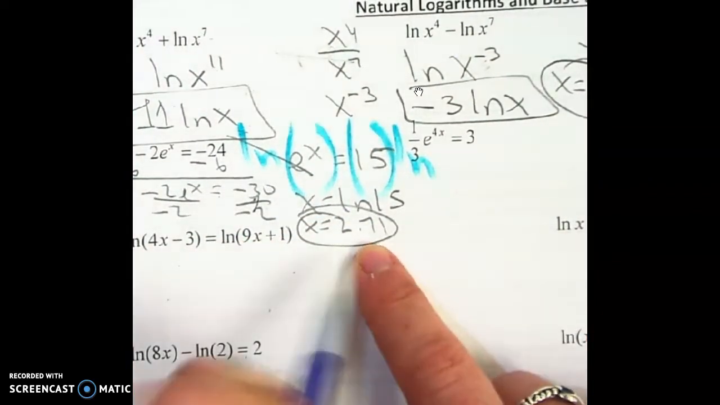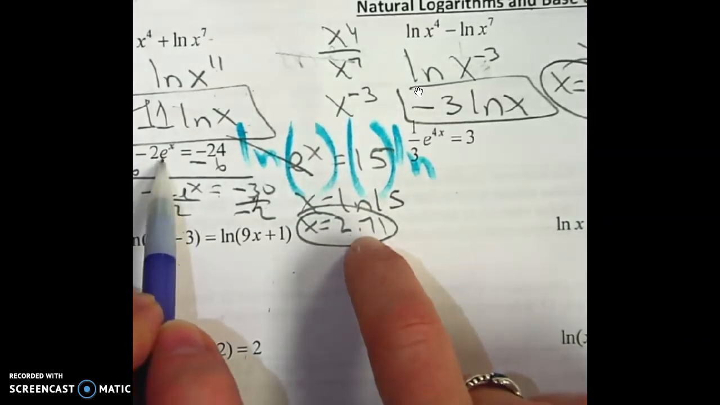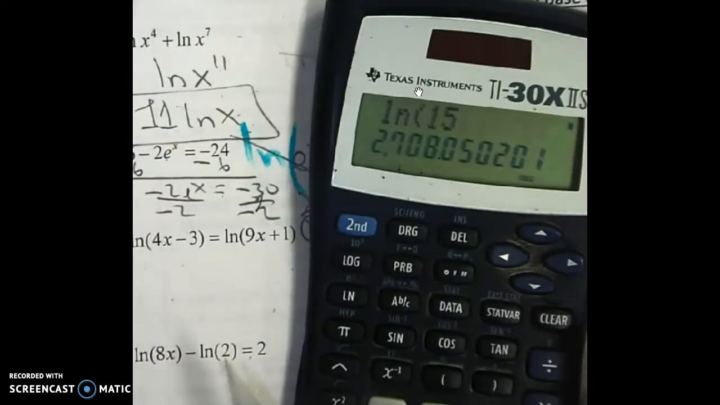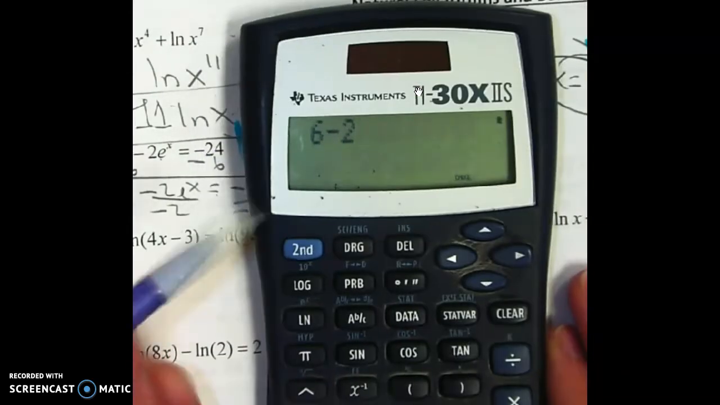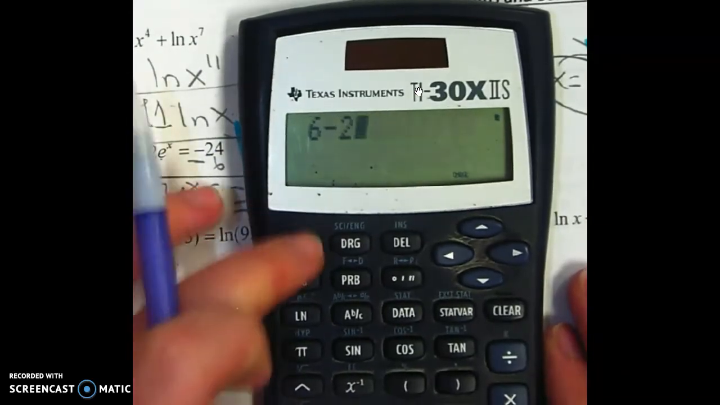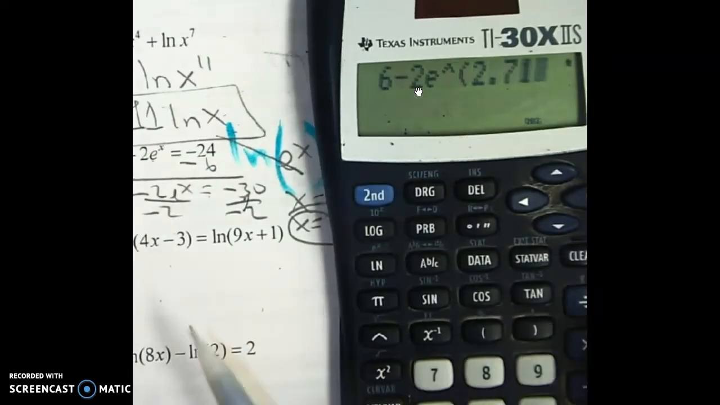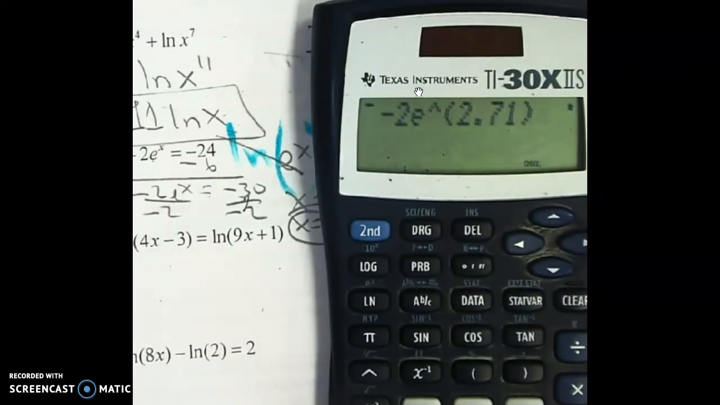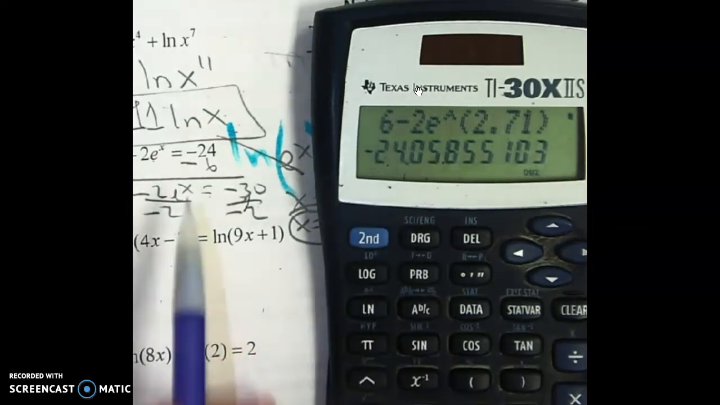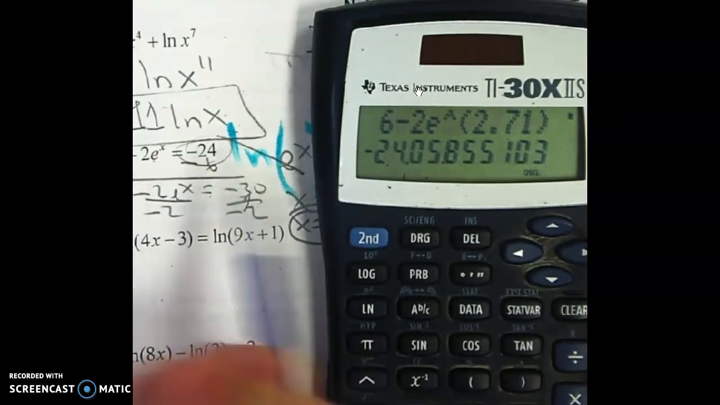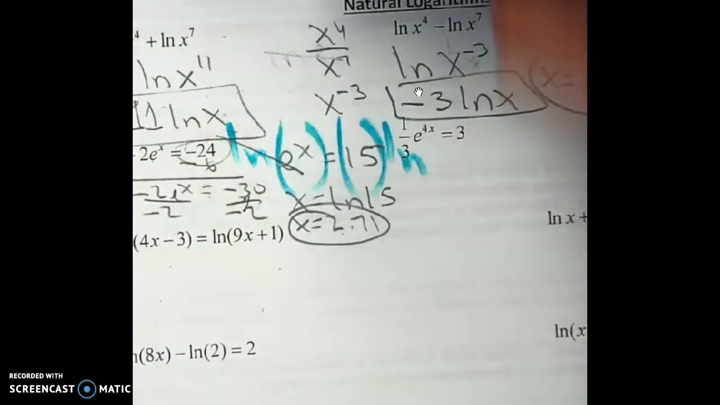Now I want to point out, how do you know I'm right? I could plug 2.71 in, go 6 minus 2 times. Now here's the problem. If you go like this in your calculator and E, let's see. Oh, by the way, where is E? So natural log E. So you would go second E to the 2.71. And it should equal negative 24. It's negative 24.05. But I bet you would agree, this is negative $24. This is negative $24.05. That's really close. So you did it right.